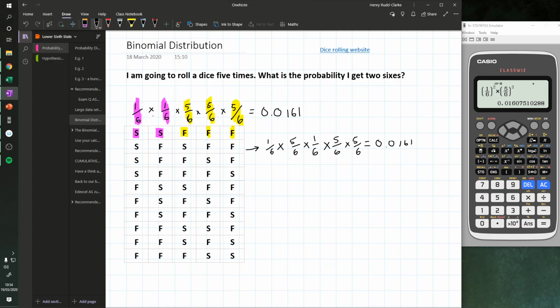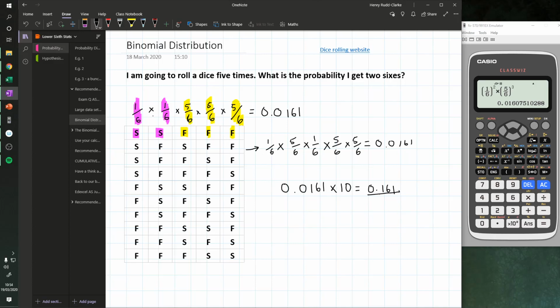So here I've got 10 possible outcomes that I want, and they're all going to have the same probability. So actually what I need to do to work out the total probability of getting 2 6s in any possible order is do 0.0161 times 10, because there's 10 possible outcomes for this. So that is going to be, quite obviously, 0.161. And that is the answer for what the probability is of getting 2 6s if I roll a dice 5 times.